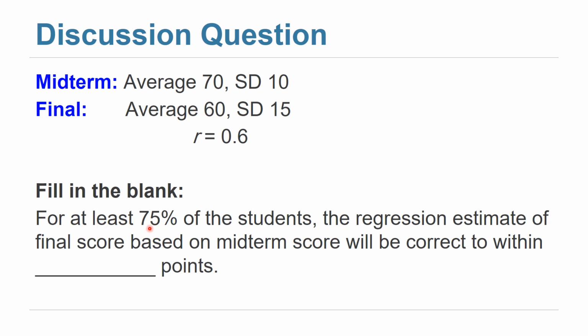For at least 75% of the students, the regression estimate of the final score based on the midterm score will be correct to within some points. Okay, so we want to compute a value here, which will represent the error of the regression estimates for the relationship between the final and the midterm exam. So actually we are talking about residuals here. Okay, so think about it. Think about why we are talking about 75% of the students here.